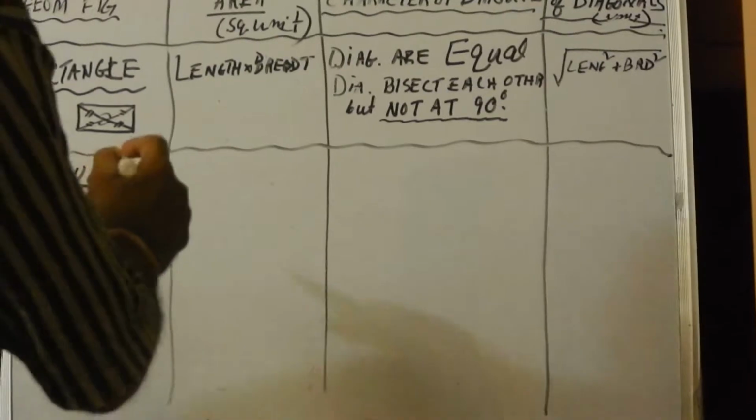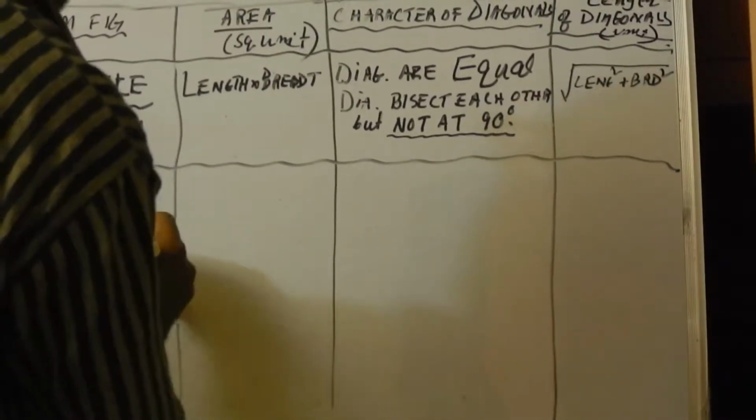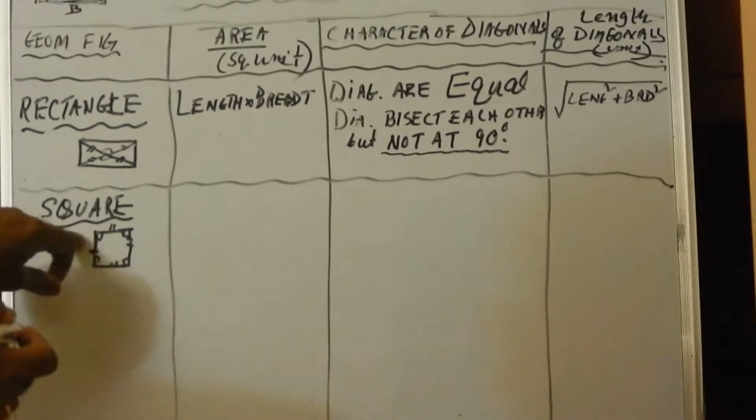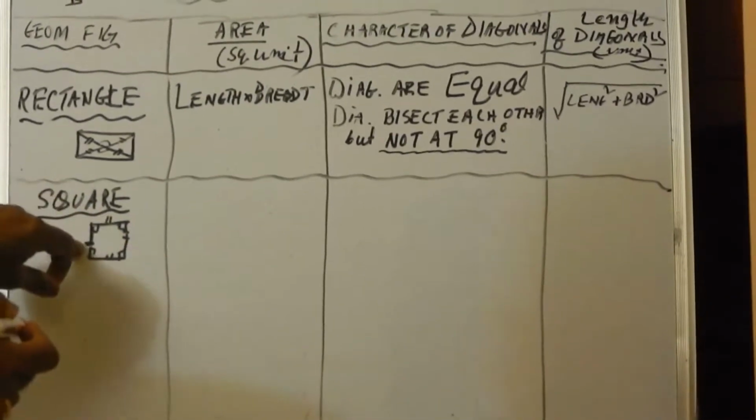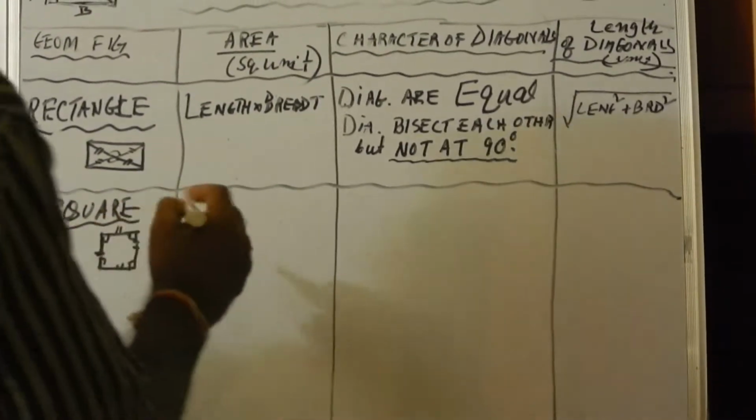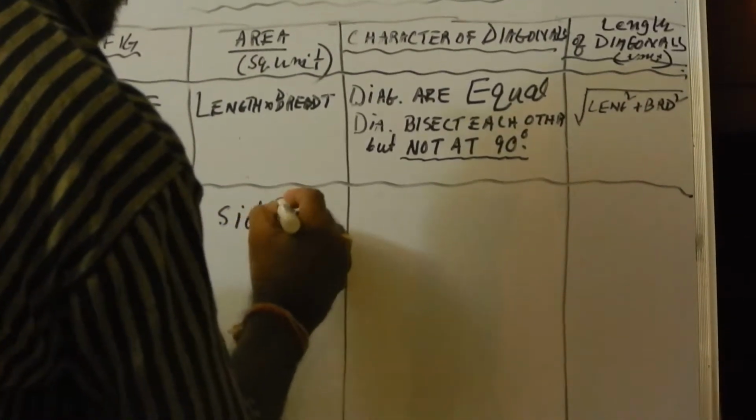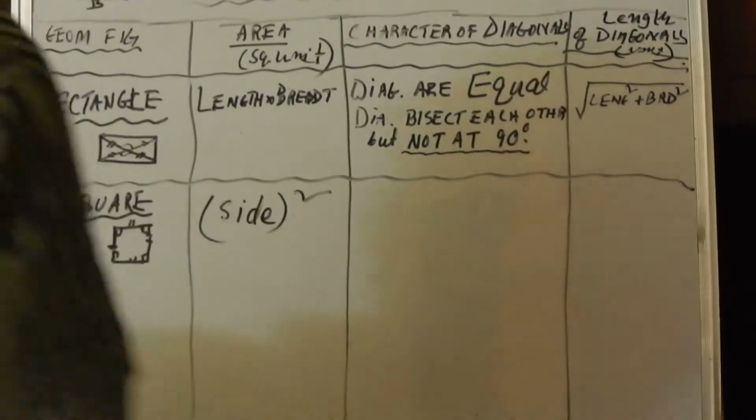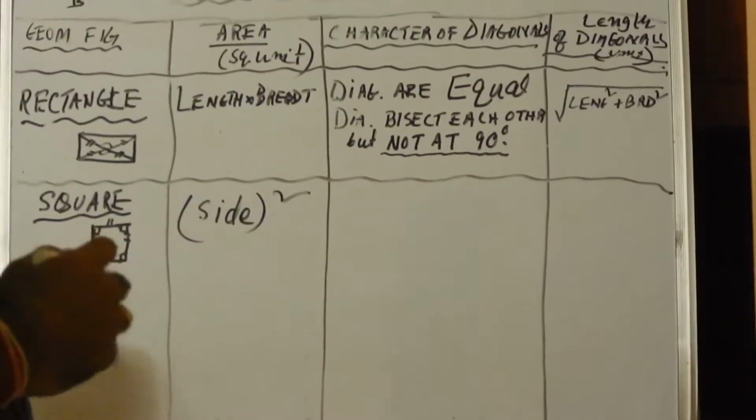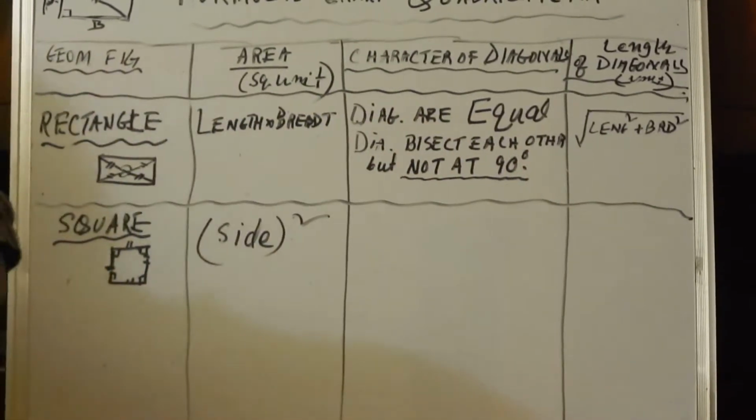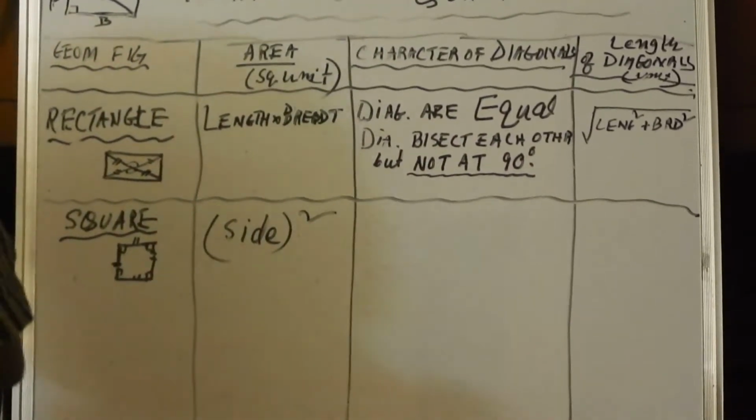So here the area could be any side squared, because its length is its breadth, and its breadth is its length. So the basic is side square. Side square is the area of any square. And now the character of the diagonals.